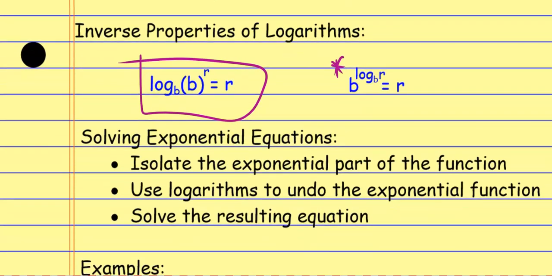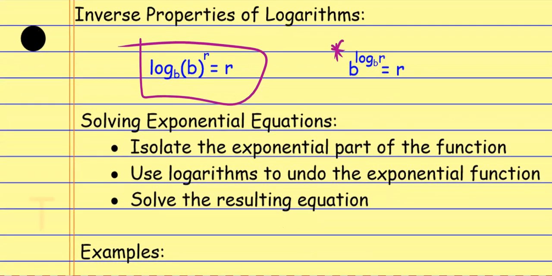So here's how this works. For solving exponential equations, we're going to isolate the exponential part of the function. Essentially, that still goes back to working backwards through order of operations. We undo addition and subtraction, then we undo multiplication and division, then we undo exponents and roots. So that's where we get to the idea of undoing the exponential part of the function using logarithms, and then continue to finish solving what's left over, okay? So we isolate the exponential part of the function, we use logarithms to undo the exponential function, and then we solve what's left.